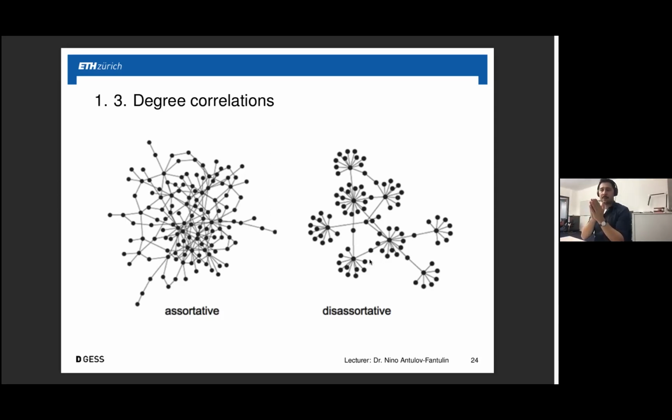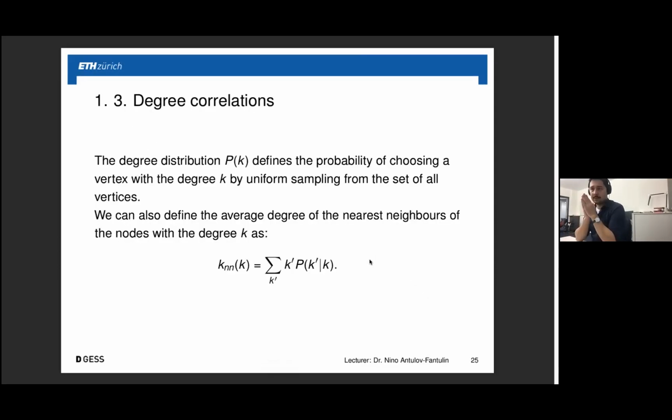One is what we would call assortative. The right-hand side would be called disassortative. What does it mean? I will now define it mathematically. Let us say that we have a conditional probability: if we have a degree k, that we will be connected to some node that has degree k prime.